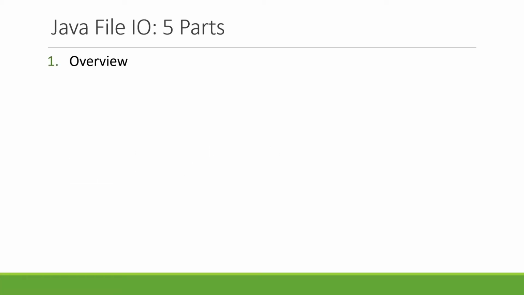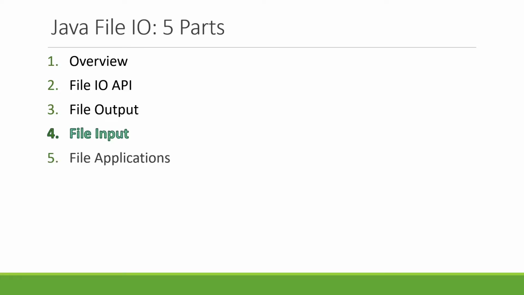In part 1 of this series, we just did an overview of terminology and talked about the structure of data files. In part 2, we took a really quick look at the API for the file I/O classes. In part 3, we learned how to write code that output data to a data file. And in this part, we're going to learn how to write code to read data in as input from a data file. And in the last part, we'll learn how to use everything you've learned so far to write applications that can do file I/O.